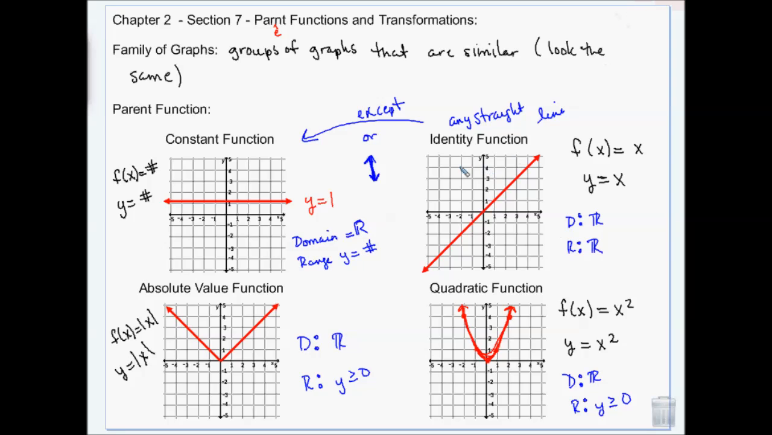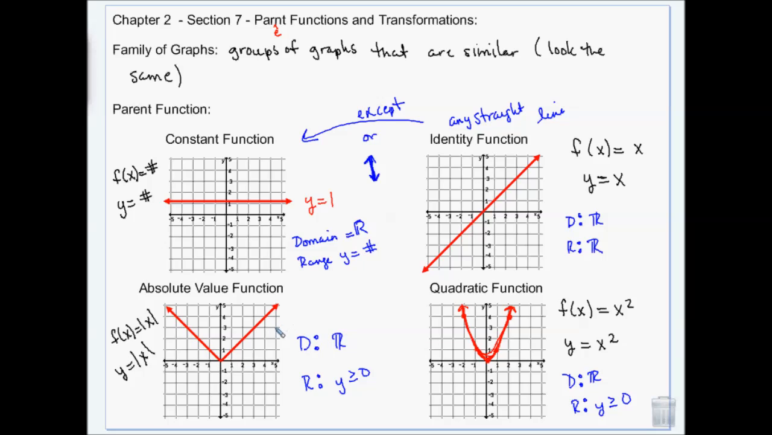With your parent functions, the domain on these is not going to change. The domain will always be all real, so I can always plug in any x. The thing that will change is the range. So on the constant function, the range is whatever number the line has moved to. On the identity function, pretty much the range stays all reals. On the absolute value function, the range changes based on what has happened to the v.